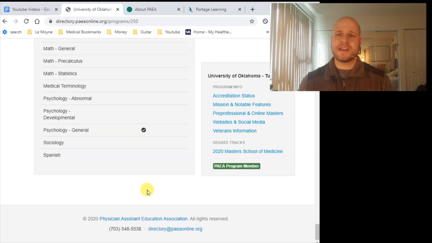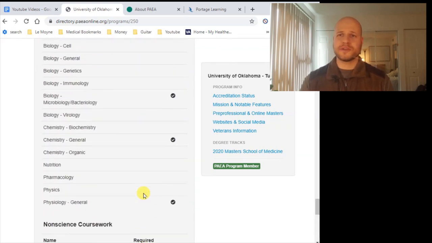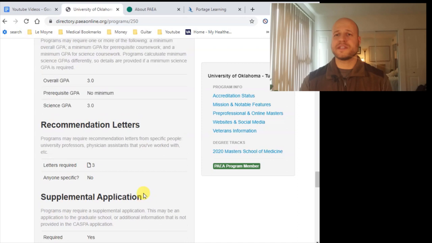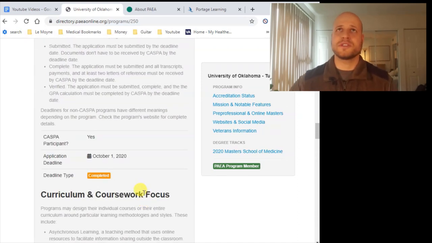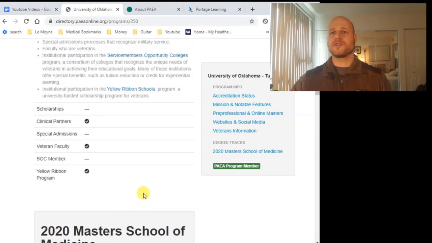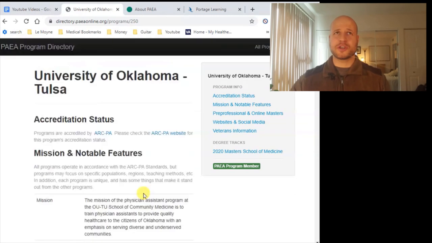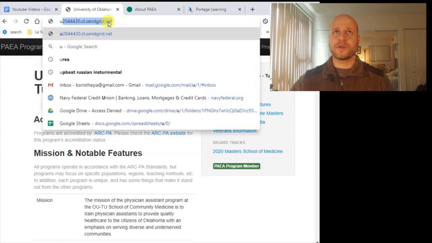So you can see that not every school requires the same classes. So you either need to cater the classes that you take to the schools you want to apply to, or cater the schools that you apply to based on the classes that you've already taken. So it is important to do that. Now, that's how I would find what classes to take. And also, like I said, I would go to these schools' websites just to make sure that the PAEA information is up to date. So let's do that real quick.